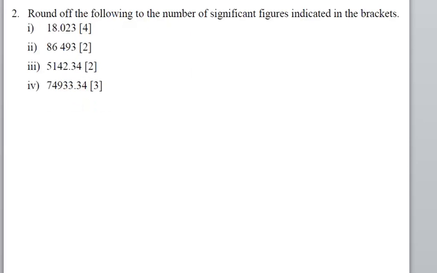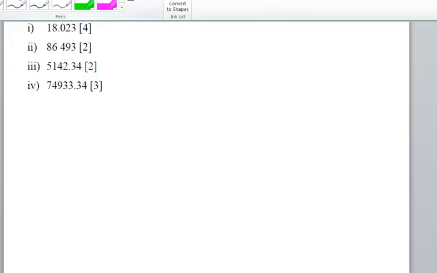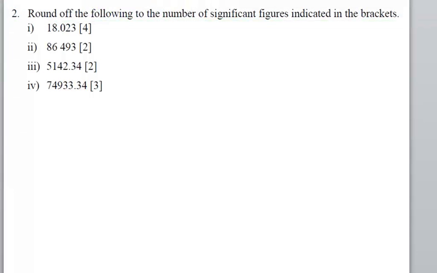For question 2, we're wanting to round off the following numbers to the number of significant figures that we have indicated in the brackets. So this first one, we have 4 significant figures. So that's 1, 2, 3, 4 significant figures. We then look at our fifth one to see if it is 5 or above, we round up. Here we have number 3, so we're just going to leave it as it is. So we'll have 18.02.